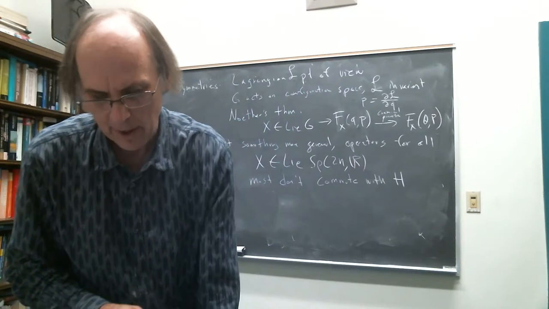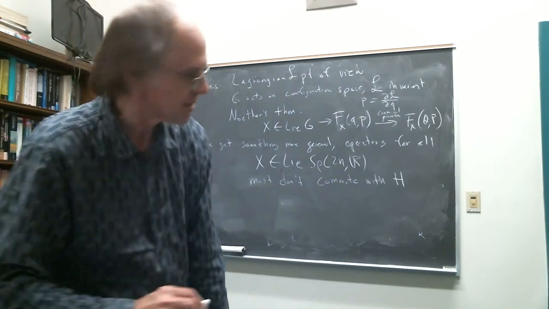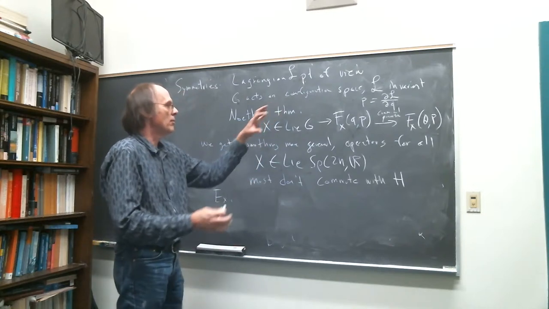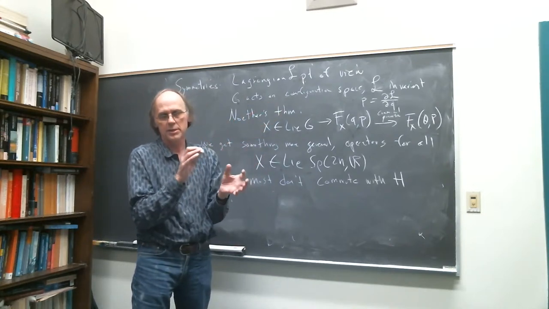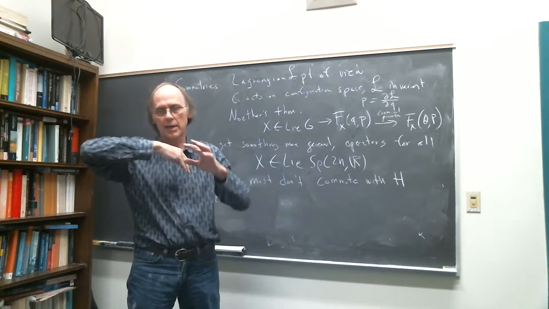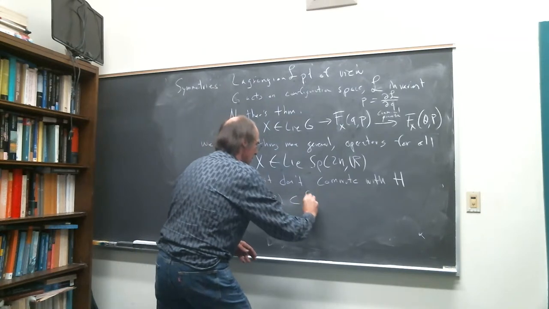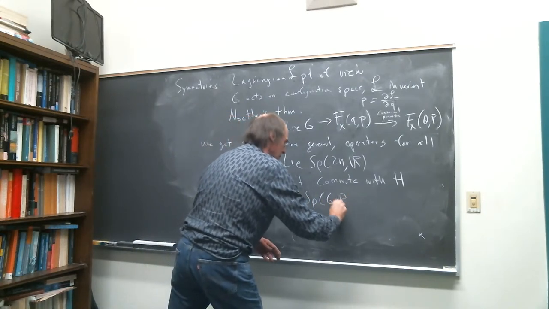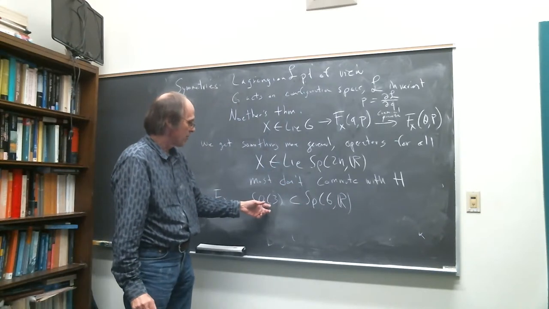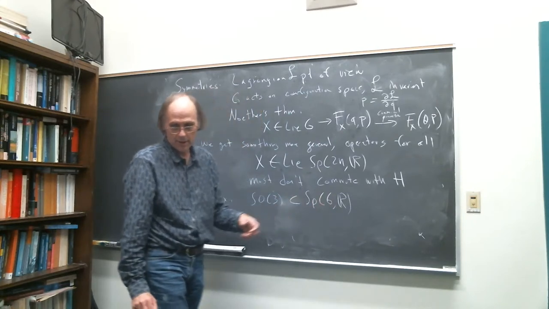Okay, so the examples you've already seen: if you're in three dimensions and you look at rotations, they're things that just move the Q's and just move the P's and don't mix them. So rotations are SO(3) inside Sp(6,R). And I think at various points you've seen how the Lie algebra of this corresponds to certain quadratic things in here.